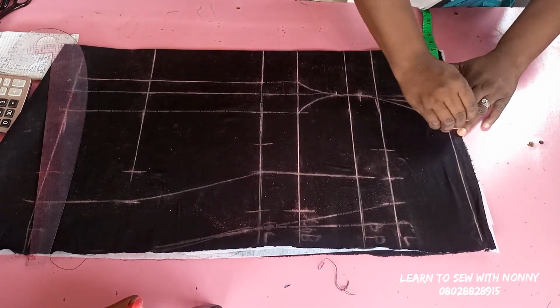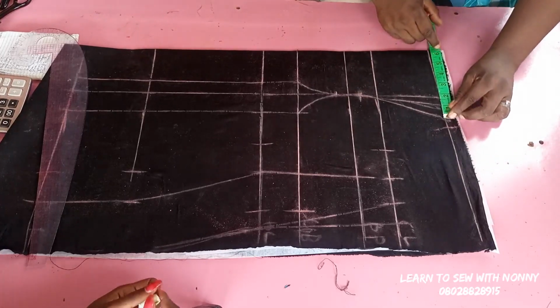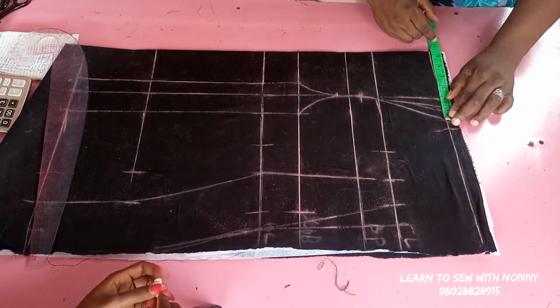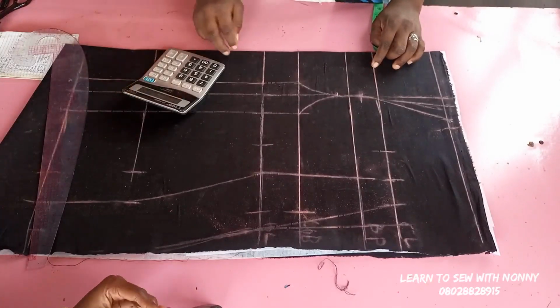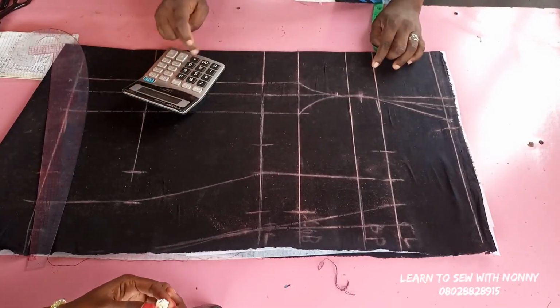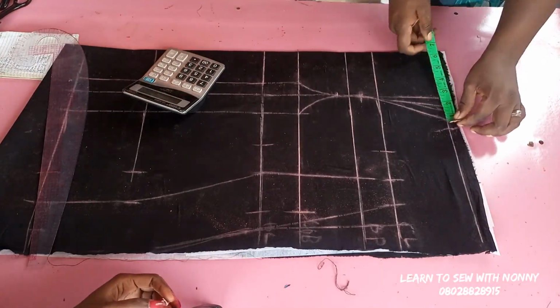Then at the shoulder line, I'm going to mark half of my shoulder minus 1.5. That's how you get the neck width for your off shoulder. So the shoulder here is 7. The half of the shoulder is 7. 7 minus 1.5 would give us 5.5. Okay, so I'll mark 5.5.